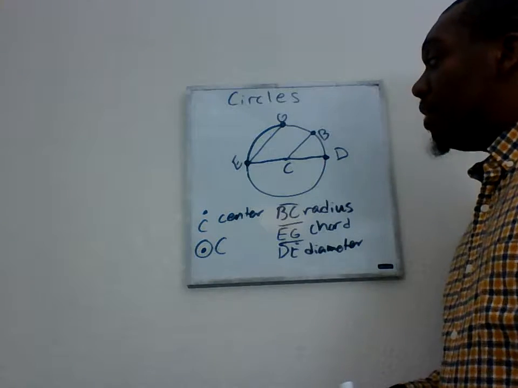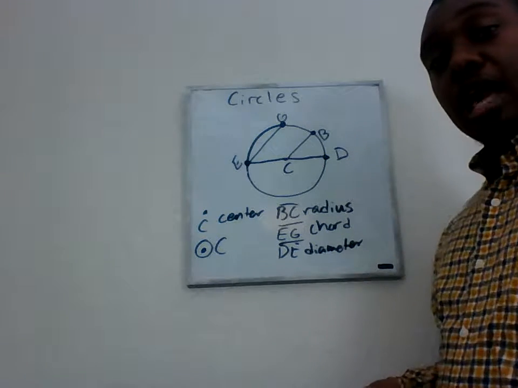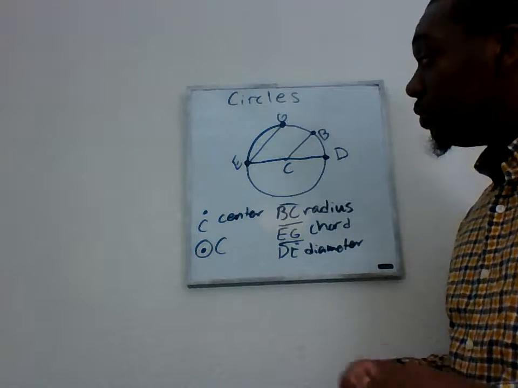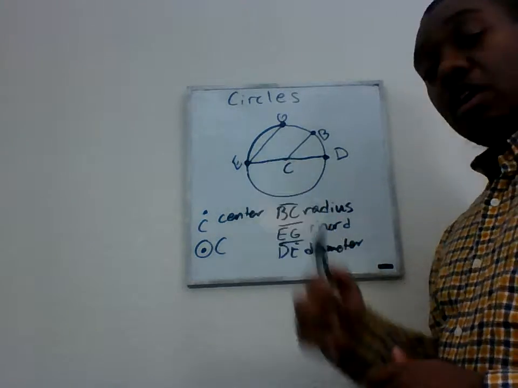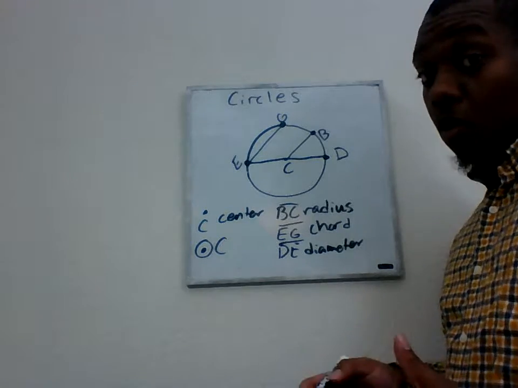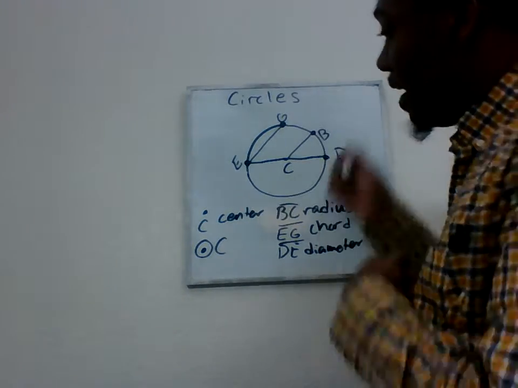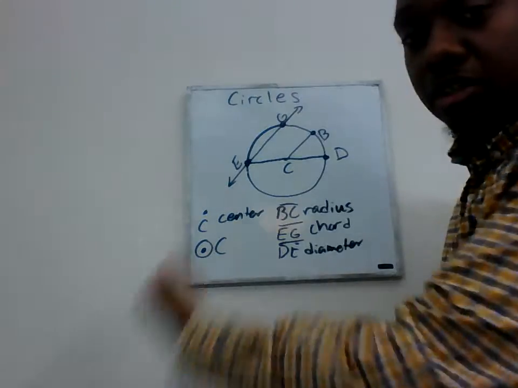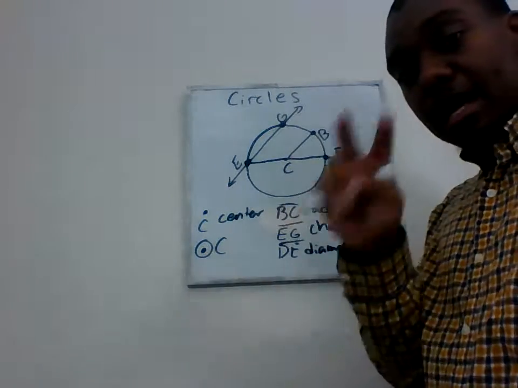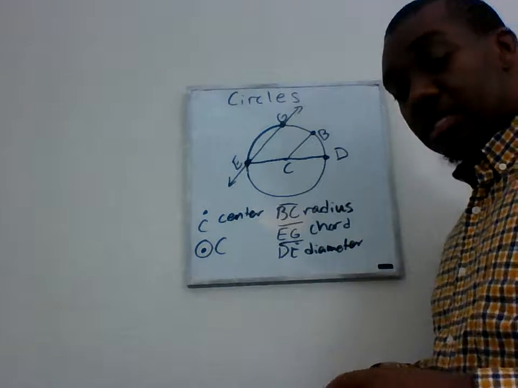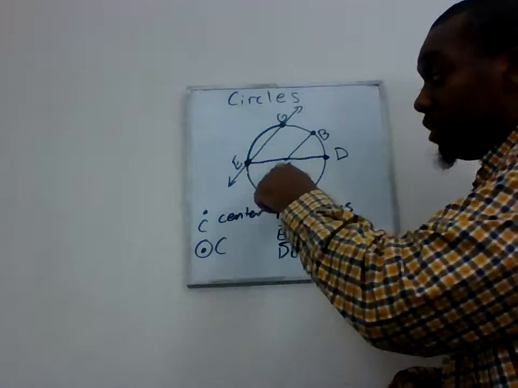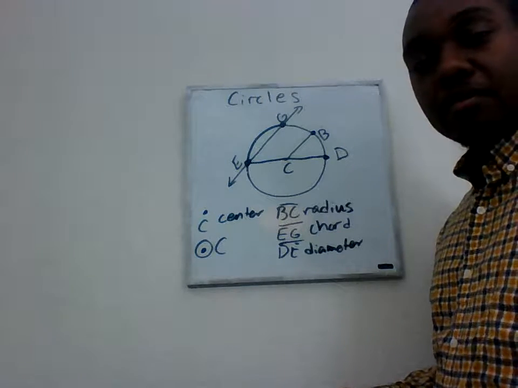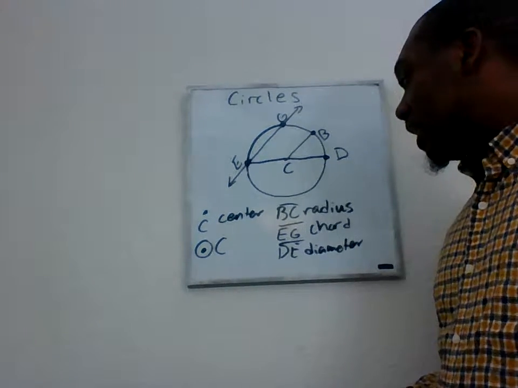There are three more pieces that we'll look at. The first one is actually how a chord is formed. A chord itself is formed by a line intersecting the circle at 2 points. That line that intersects the circle at 2 points is known as a secant line. Okay, so a secant line.